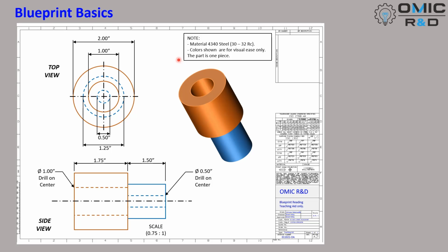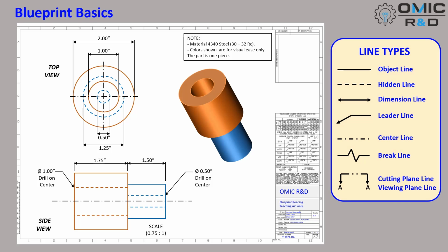And then finally, I'm giving the reader a little more detail on the manufacturing of this part up here in my note by letting you know that I want it made out of material 4340 steel at about 30 to 32 Rockwell. I'm also just making sure that anybody who sees this understands that the colors shown are for visual ease only, and the part is actually made from one integral piece of material.